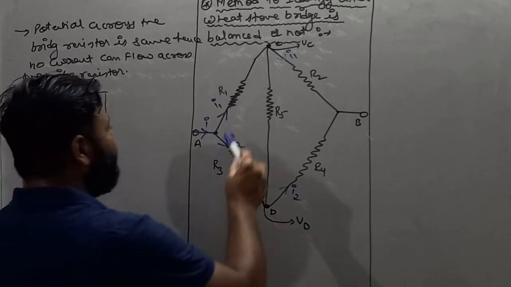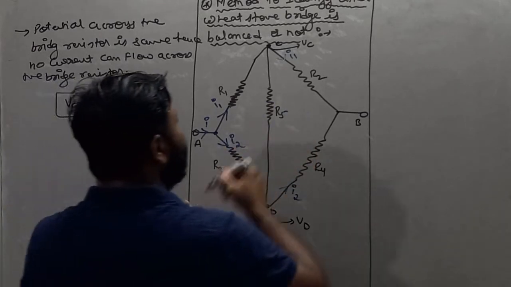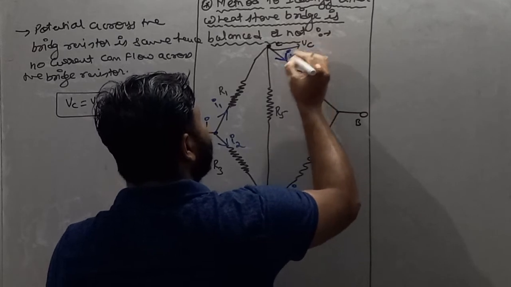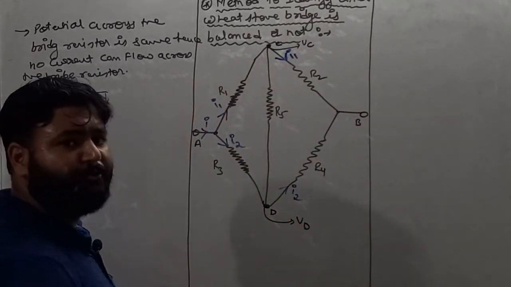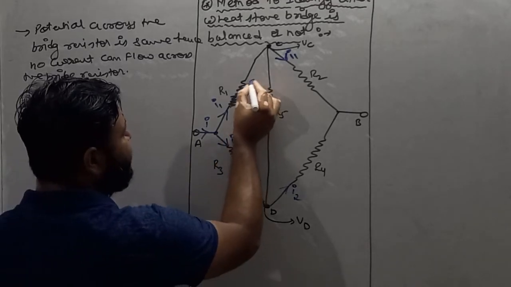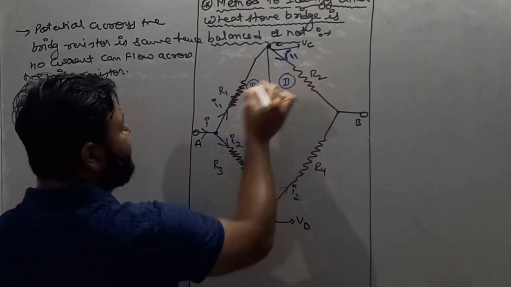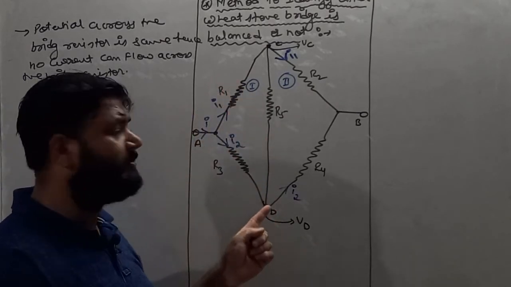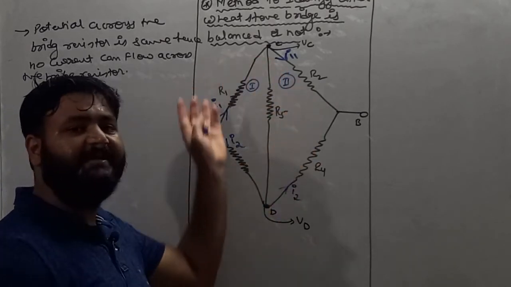Now see, here we have two different loops, or we can say we distribute this Wheatstone circuit into two different circuits. Let's suppose this is our first circuit and this is our second circuit. I am applying Kirchhoff's second law. Why Kirchhoff's second law, dear student? Because current is flowing in this circuit.